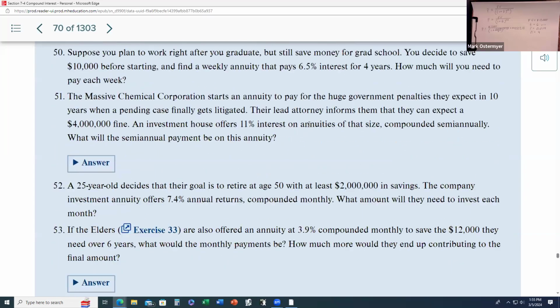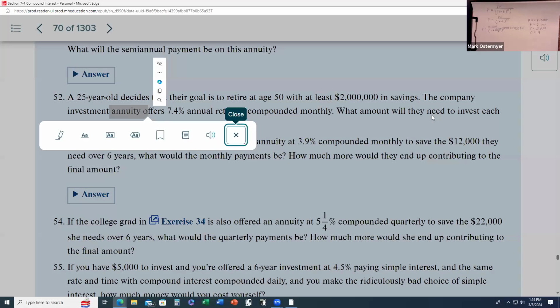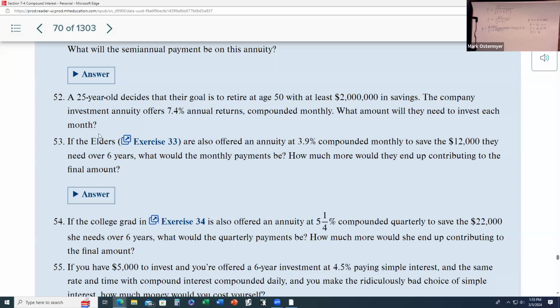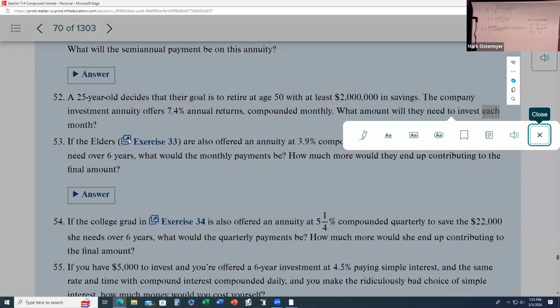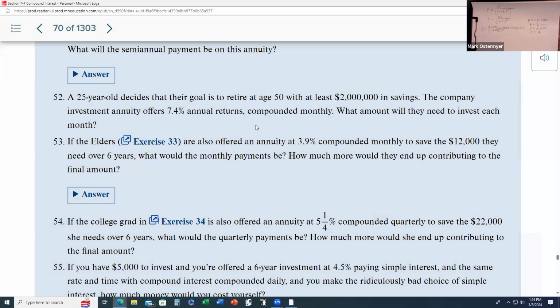Okay. Number 52, classwork number 2. What kind of a problem is this? Is this a present value compound interest problem or a present value annuity problem? Annuity. How do you know that? Yeah, there you go. You got all these hints here, ladies and gentlemen. It says investment annuity offers. And look at this. It says what amount will they need to invest each month into the annuity. That's an equal size stream of payments going into this annuity. That's why we call this an annuity.